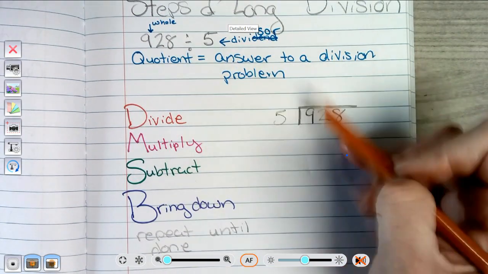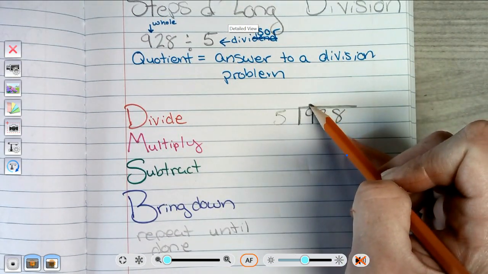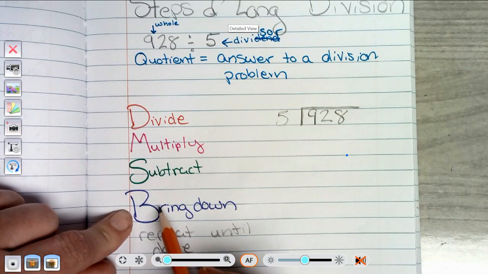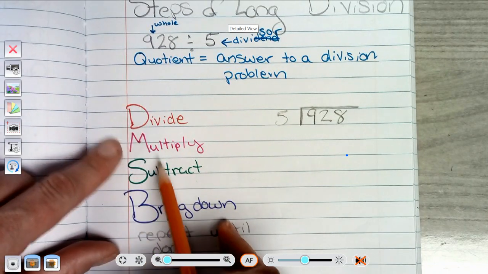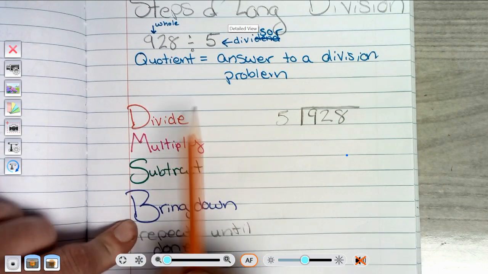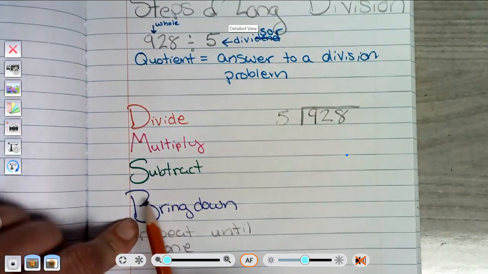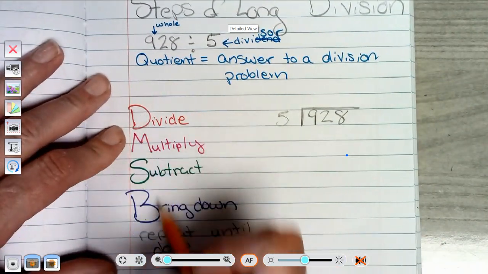Now, the quotient, the answer is going to be up on the roof. So we're going to follow this divide, multiply, subtract, bring down, which some people say dad, mom, sister, brother. Divide, multiply, subtract, bring down. That's how you can remember it.